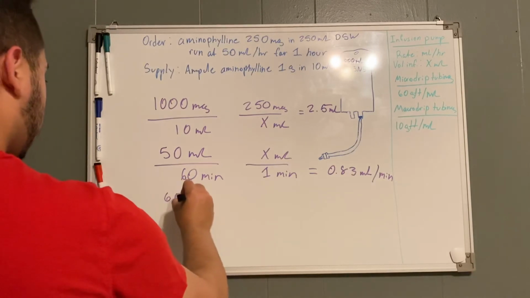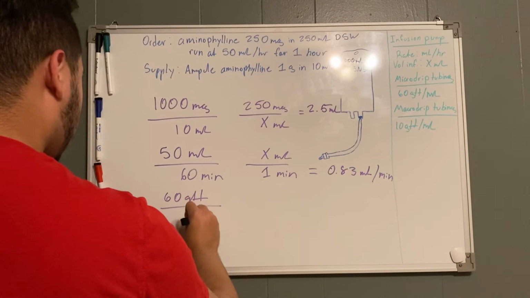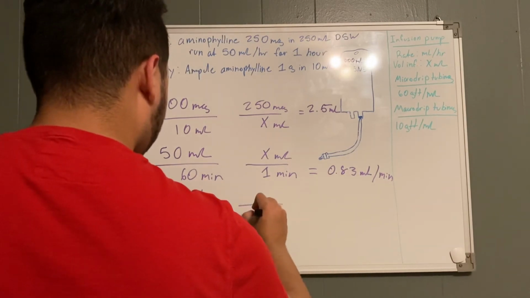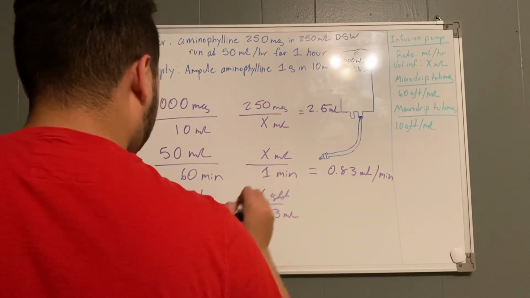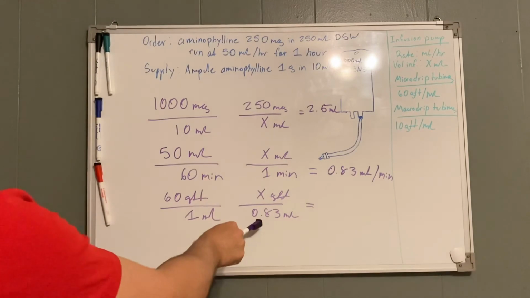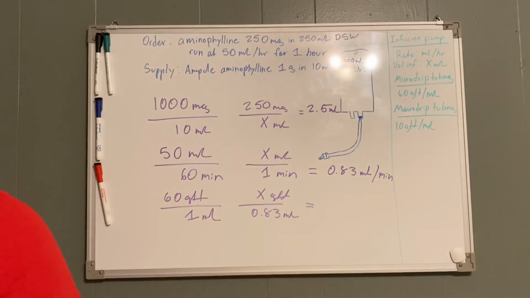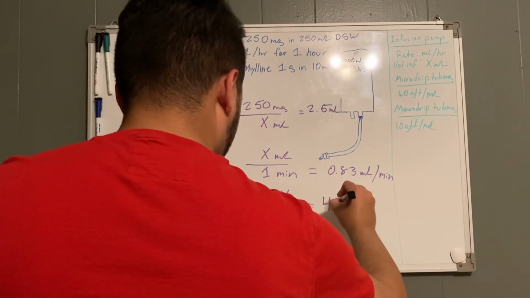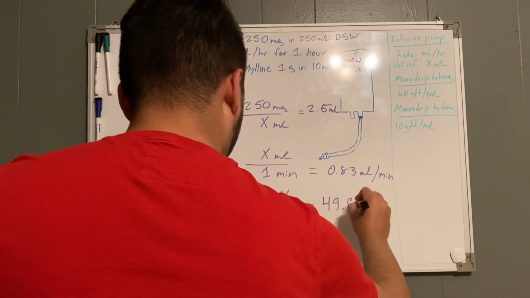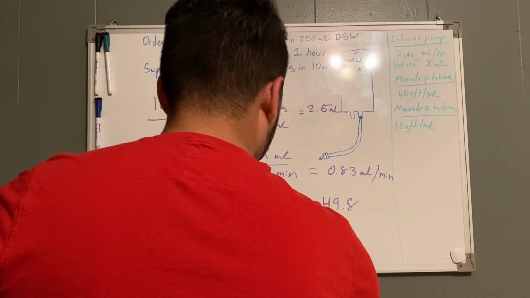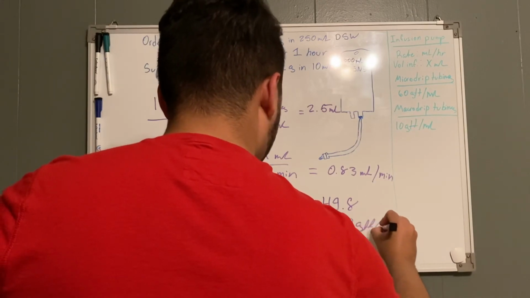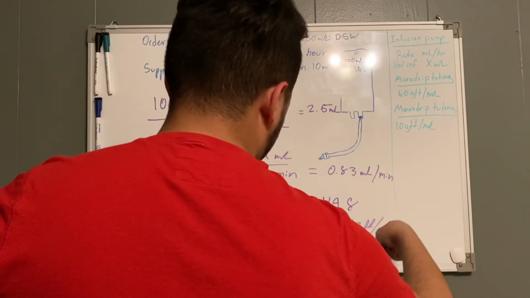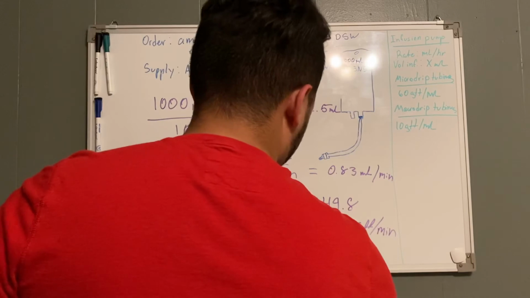Okay, so multiply 60 times 0.83 and divide the answer by 1. You get 49.8. Go ahead and round that up to 50 drops per minute. Boom.